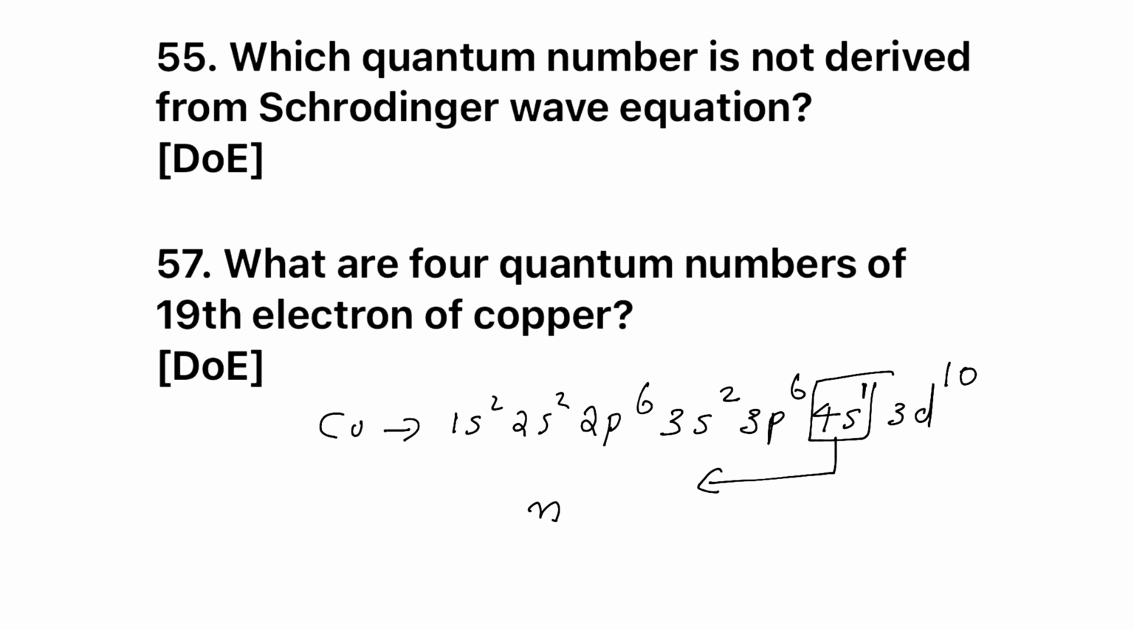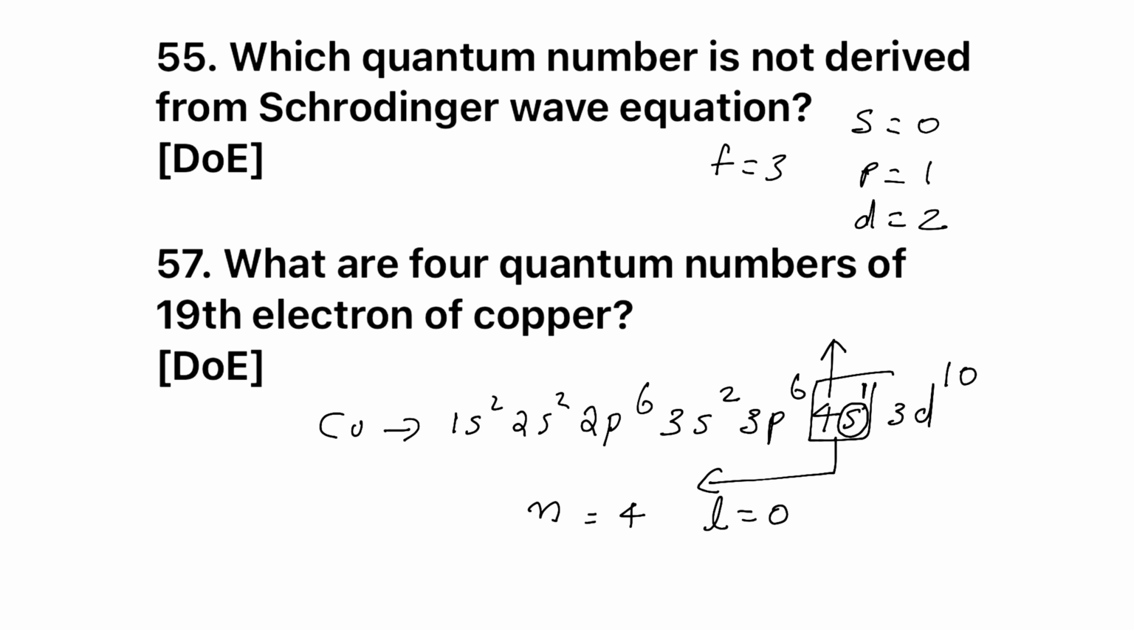So what is the n value? The n value is the principal quantum number, which you will get from the shell number, 4. Correct. Now what is the azimuthal quantum number? That you will get from here, right? S. What is the L value for S? You know it, 0. For P it is 1. For D it is 2. For F it is 3, which you already know.